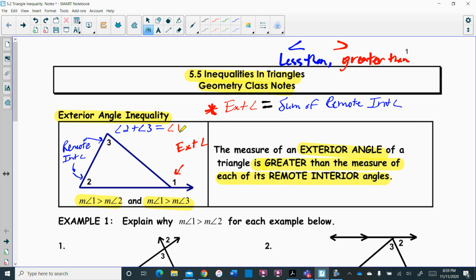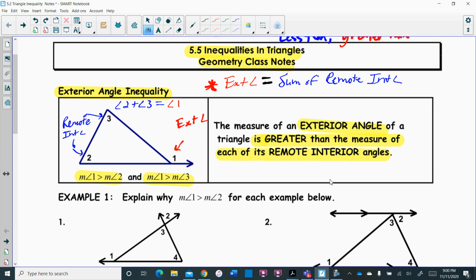Well, if it takes 2 of them to equal 1, and I'm comparing the exterior angle to just one of the angles, then it's going to be greater. So that's what this statement is here. If I have an exterior angle, it is always greater than the measure of its remote interior angle. So one exterior angle is greater than one remote interior angle. That's our theorem: outside is greater than the one remote inside.